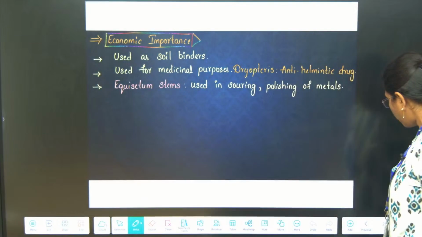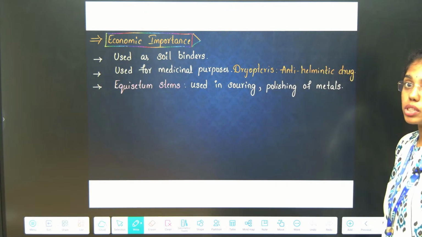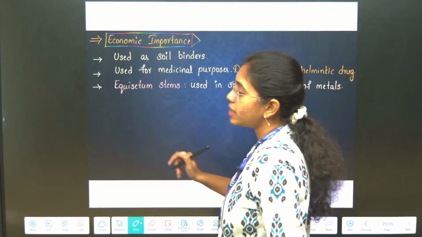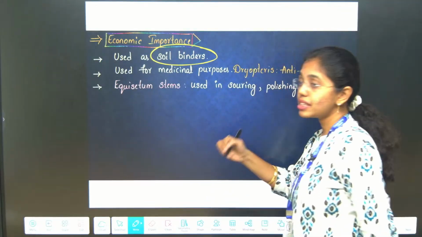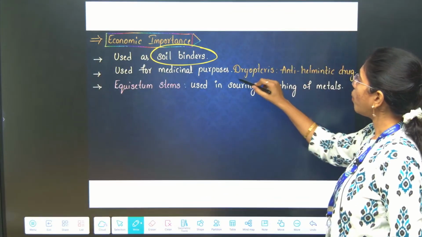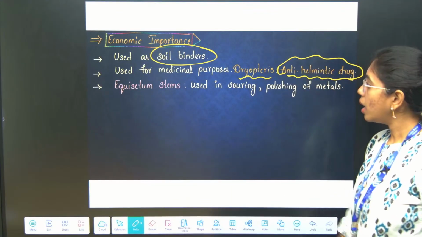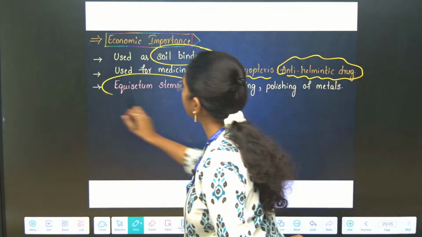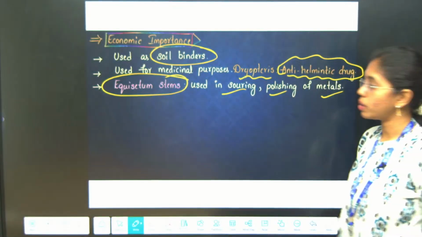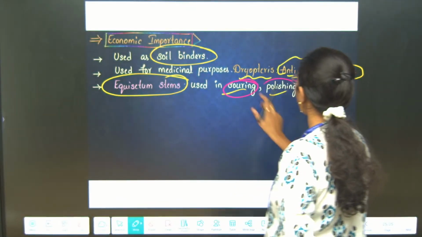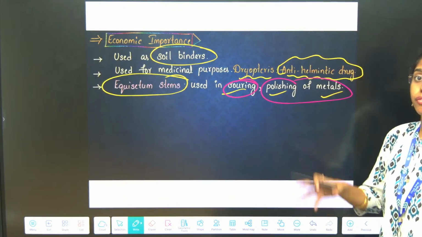Economic importance of pteridophytes. This is the last slide of today's session. Pteridophytes are used as soil binders. Second, they are used for medicinal purposes as well, wherein Dryopteris is used as an anti-helminthic drug. And Equisetum stems are used in scouring and polishing of metals.